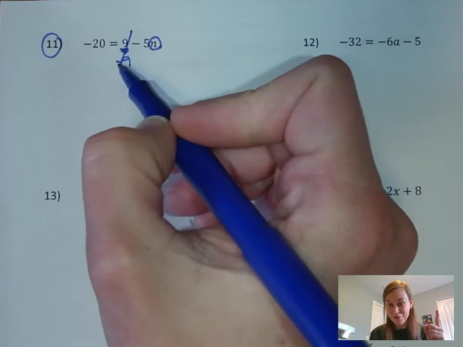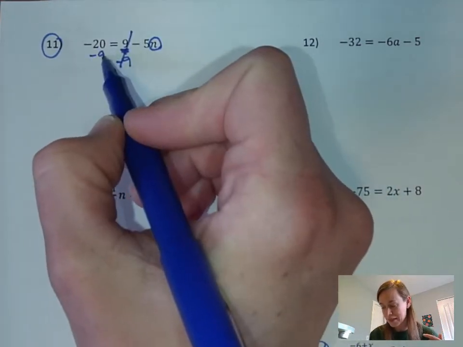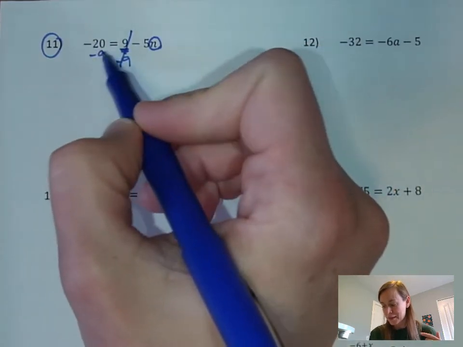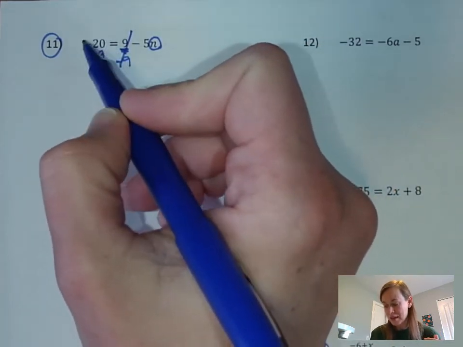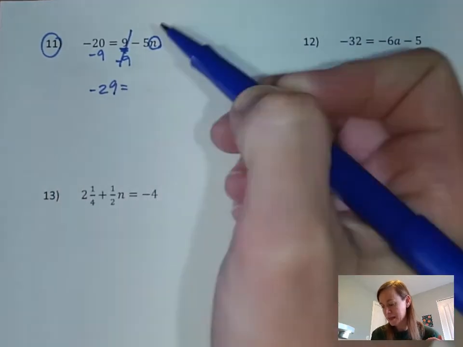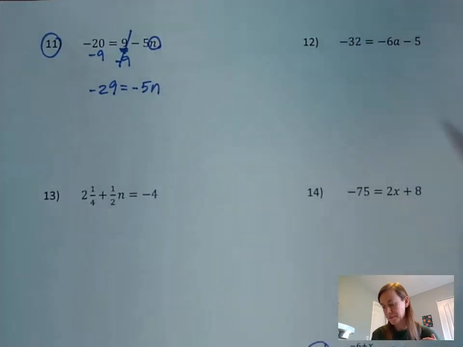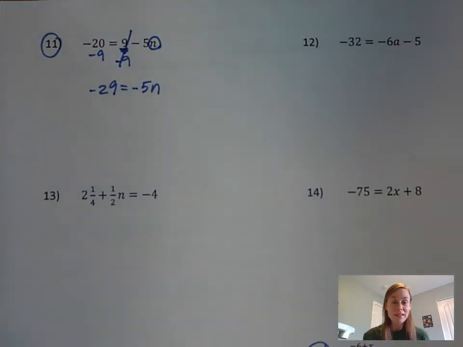Let's not forget what we do to one side, we have to do to the other side, so I'm going to write a minus 9 here also. Let's go ahead and do the math on that. Negative 20 minus 9 is going to give us a negative 29, and that's going to equal negative 5n. Okay, so now to get the n by itself, we got to get rid of the negative 5.